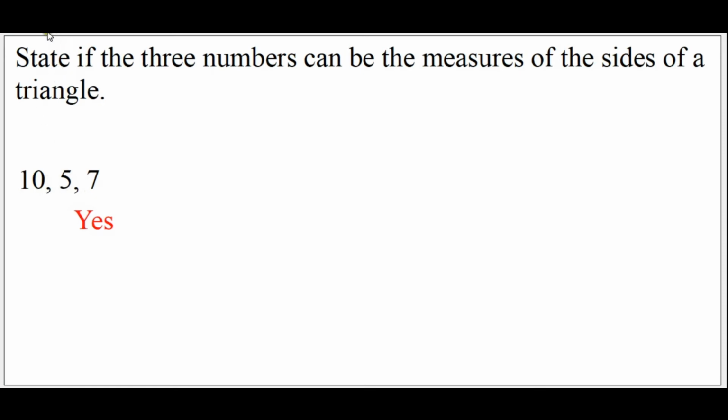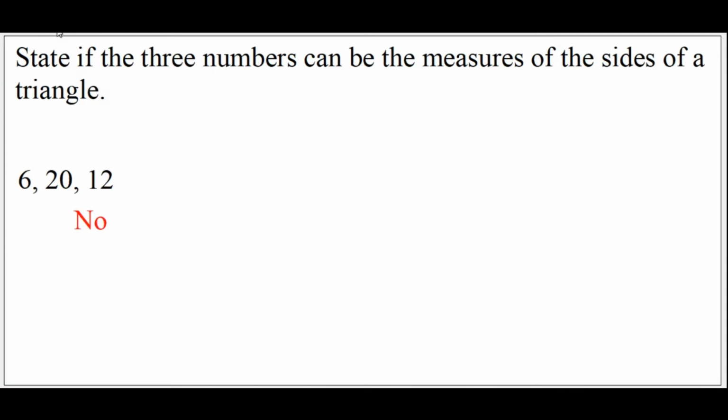How about this one? 6, 20, 12. Can we form a triangle from these measures of the sides? 6, 20, 12. Yes or no? The answer would be no.